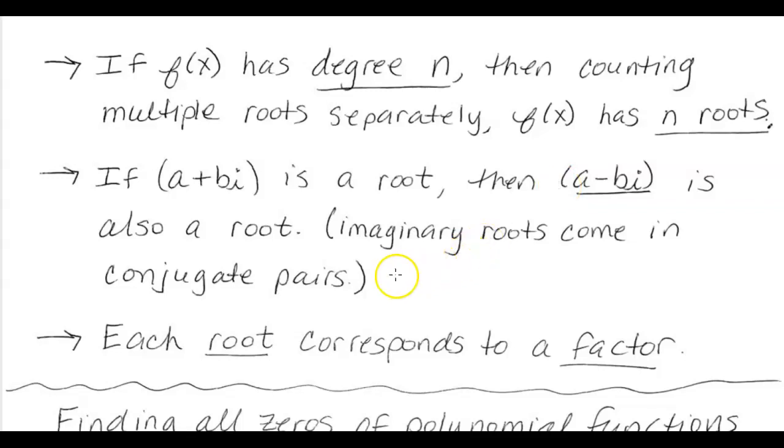That also goes for roots that involve a square root. You would only get a square root by taking the square root of something, meaning plus or minus, so it would have to have 2. Each root corresponds to a factor. So if it has degree n, meaning n roots, we can write it as a product of n factors.